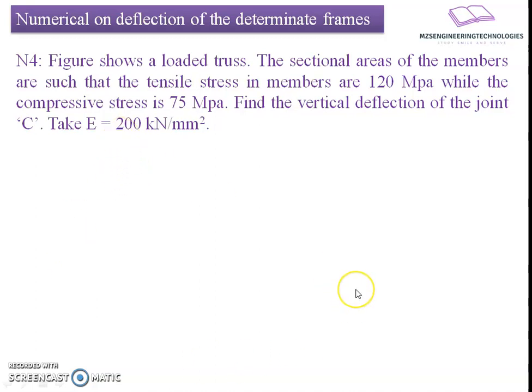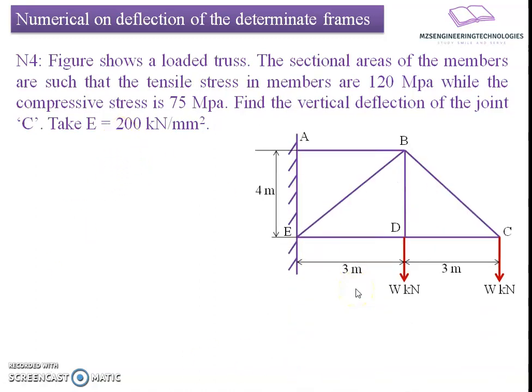Numerical number 4. Figure shows a loaded truss. The sectional area of the members are such that the tensile stress in members is 120 MPa while the compressive stress is 75 MPa. Find the vertical deflection of the joint C. Take E equals 200 kN per mm square.